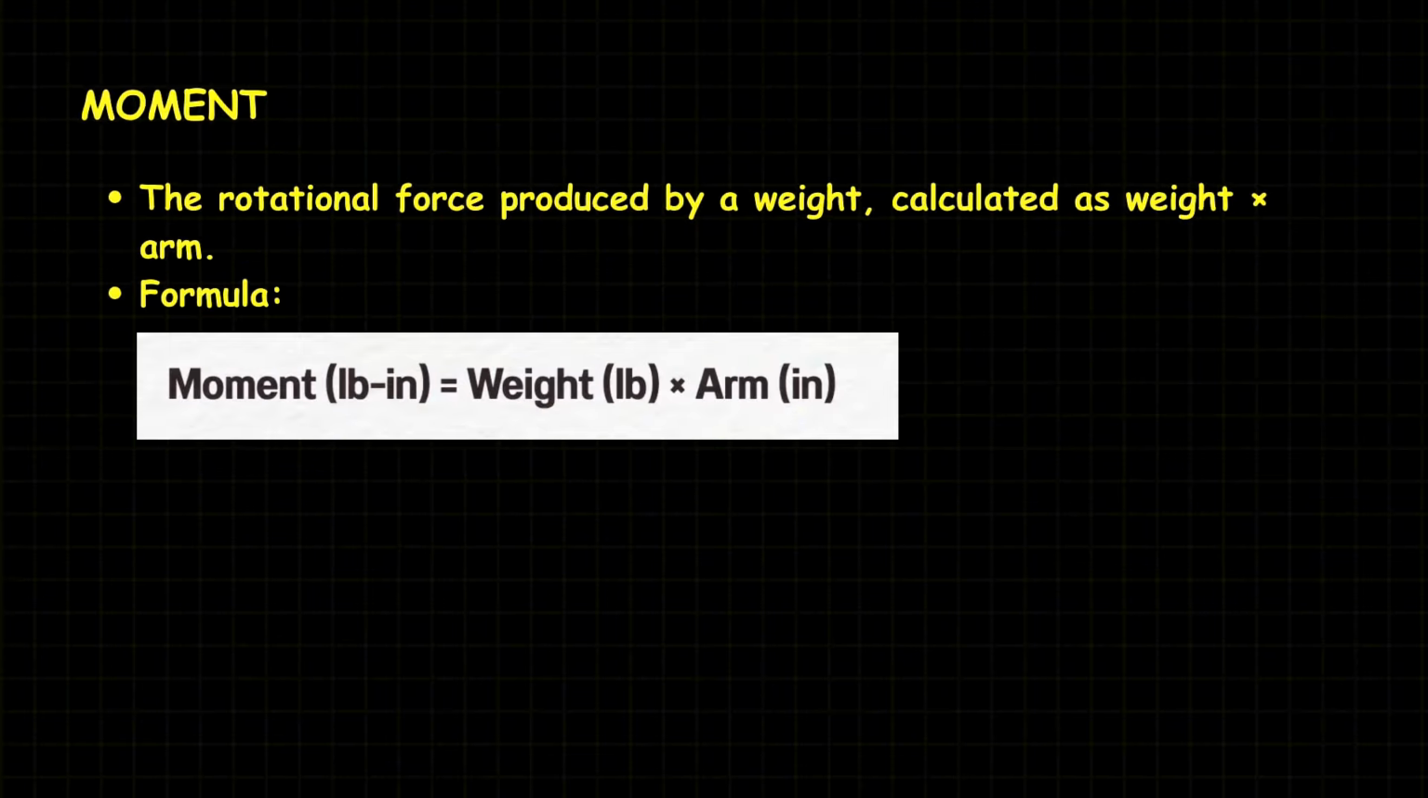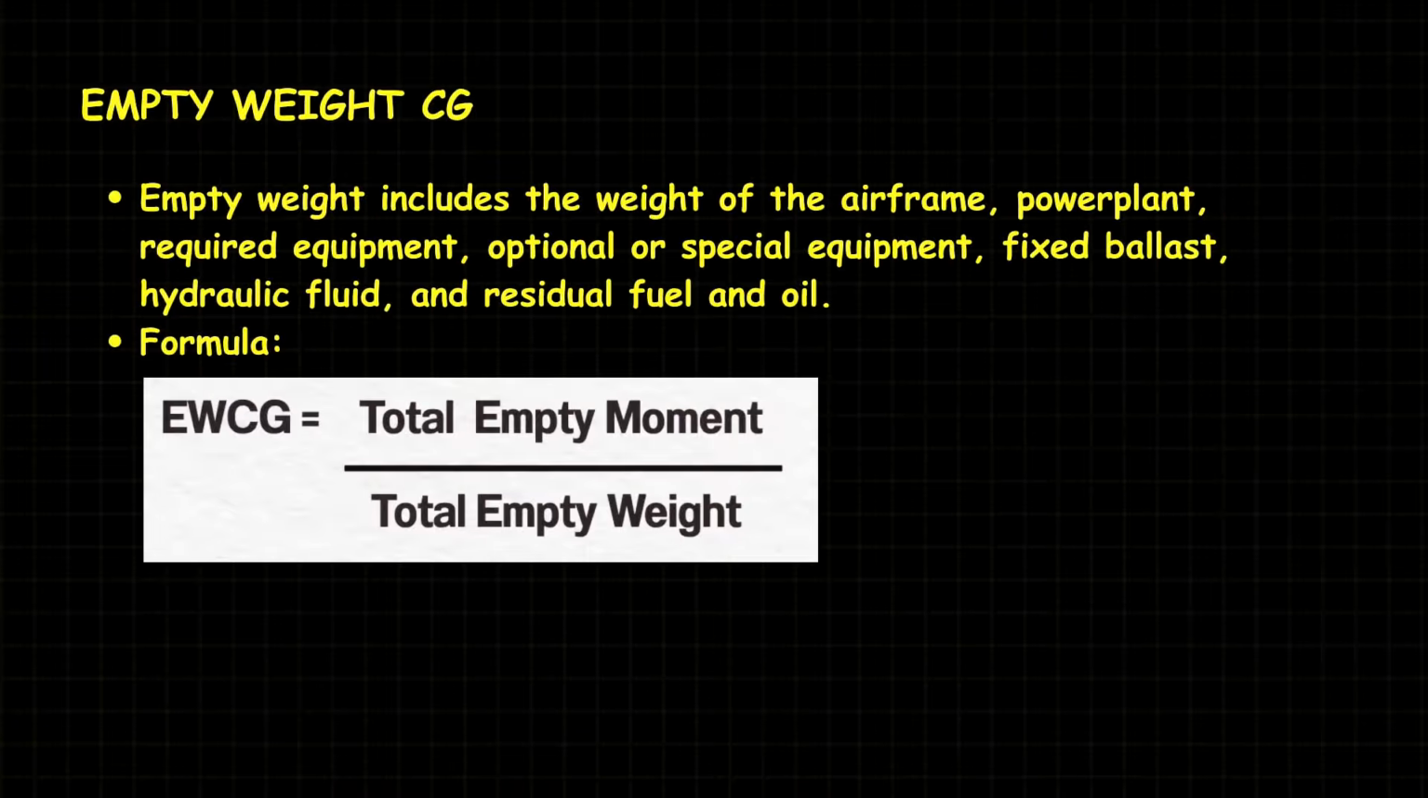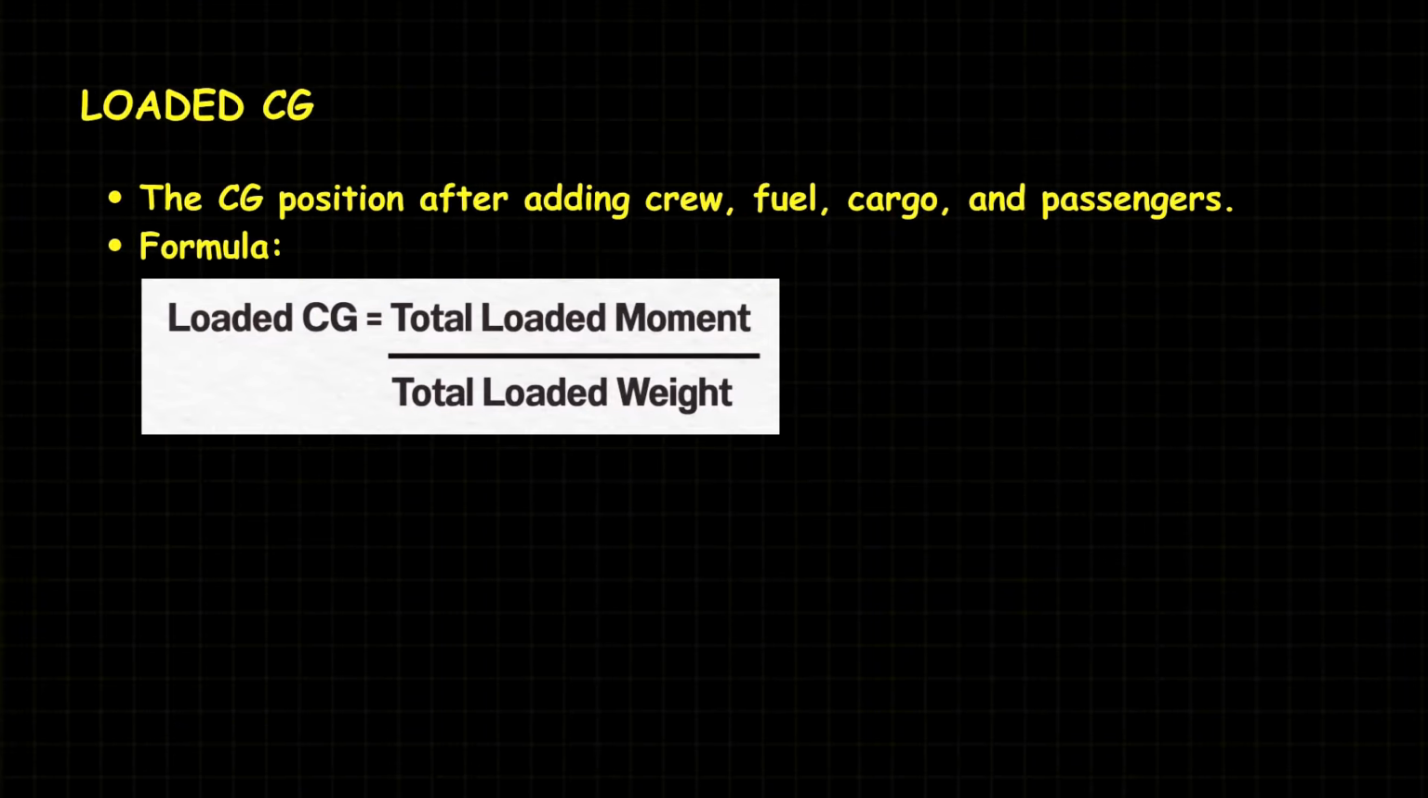Moment. This is the rotational force created by weight. It is calculated as weight times arm. Empty weight CG or EWCG includes the airframe, engines, fixed equipment, and unusable fluids. Loaded CG. This is the actual position once we add the variables for crew, fuel, cargo, and passengers.